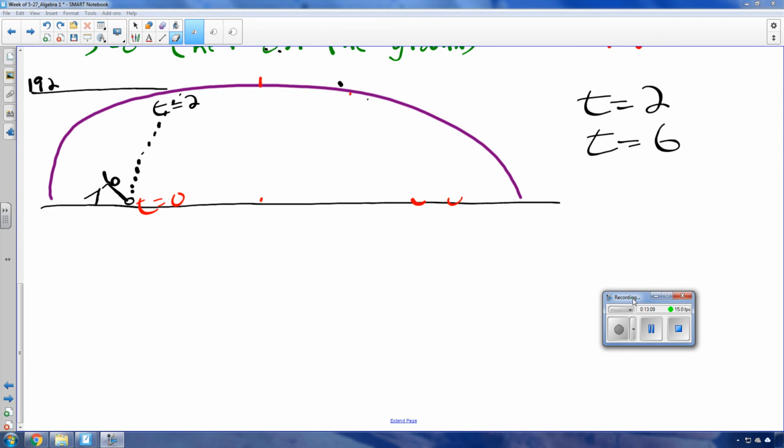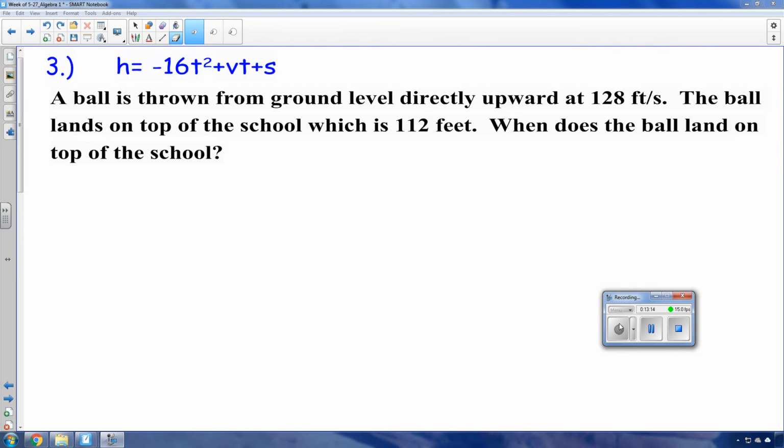So hopefully that problem made sense. I want you to pause the video and try this problem here, which is number 3. And I want you to do that as a now you try. So pause the video and give this one a try. Now you try number 3.